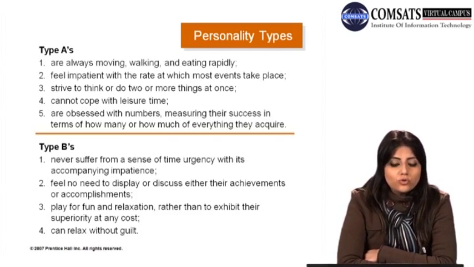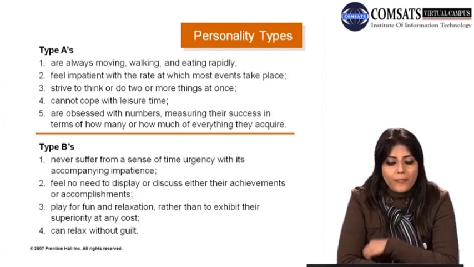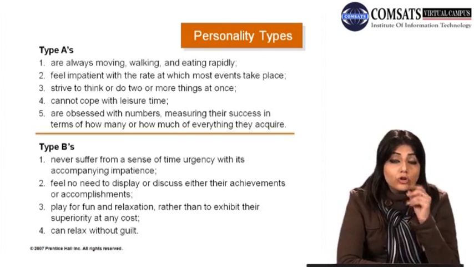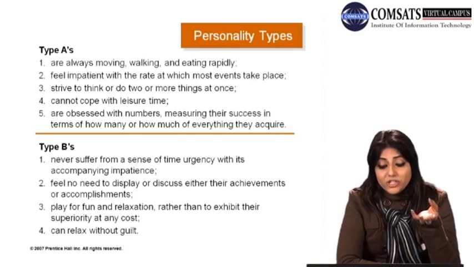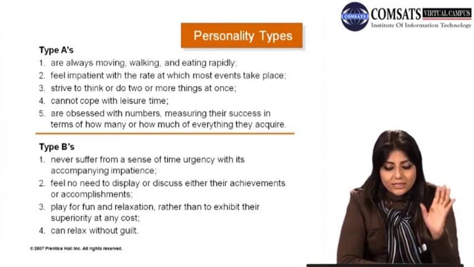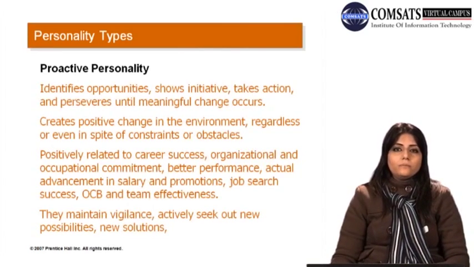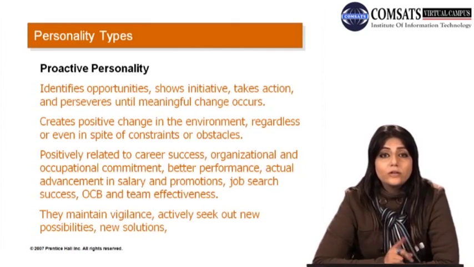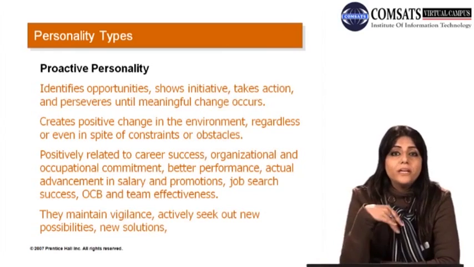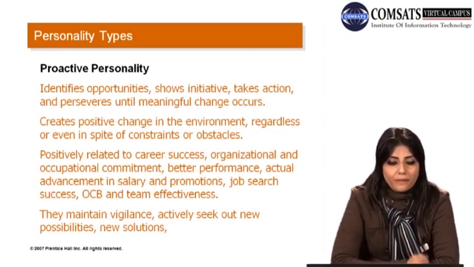Compared to the type B individuals, who are really opposite to the type A individuals, right? They're more fun loving, more relaxed, and they don't want to display and show their achievements and accomplishments to others. They are not impatient in achieving their goals and targets, compared to the type A individuals. Here I would like to tell you that type A individuals are reported to make bad decisions compared to type B individuals because of their hasty and quick output oriented nature.